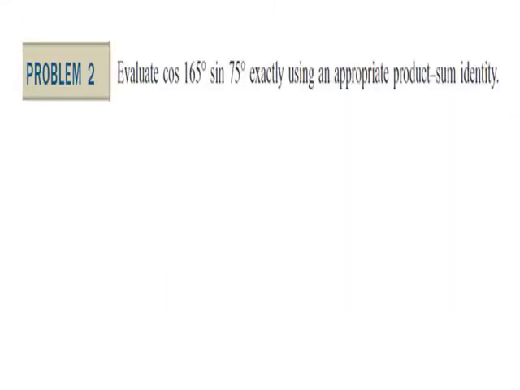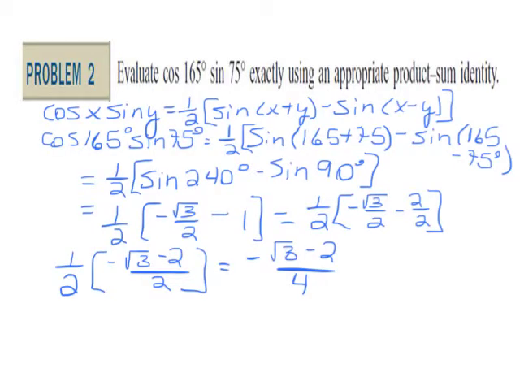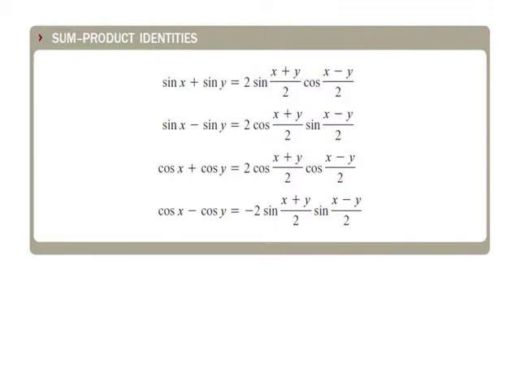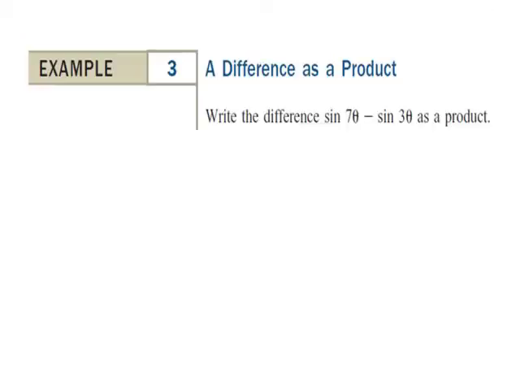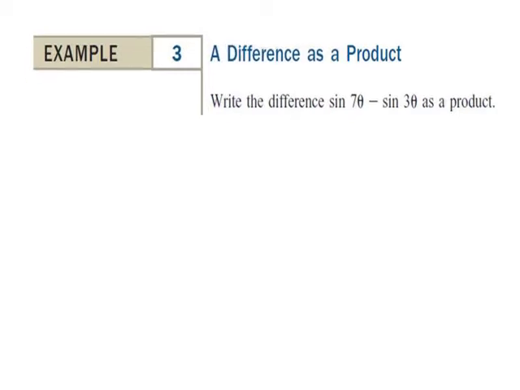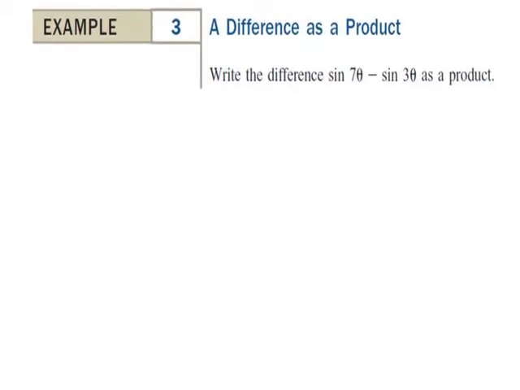All right, your turn. Go ahead and pause, and I'll write down the answer. Okay, here's the answer. I hope you were successful. Let's go on to this next. Here are the sum and product identities, and we're going to use those next. So here we've got the difference. Write the difference of the sine 7 theta minus the sine 3 theta.